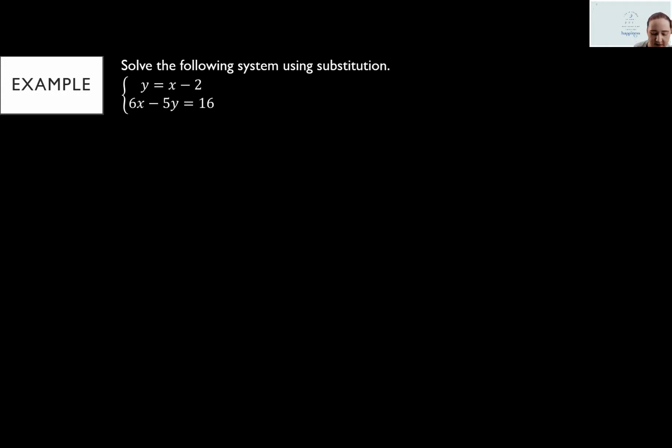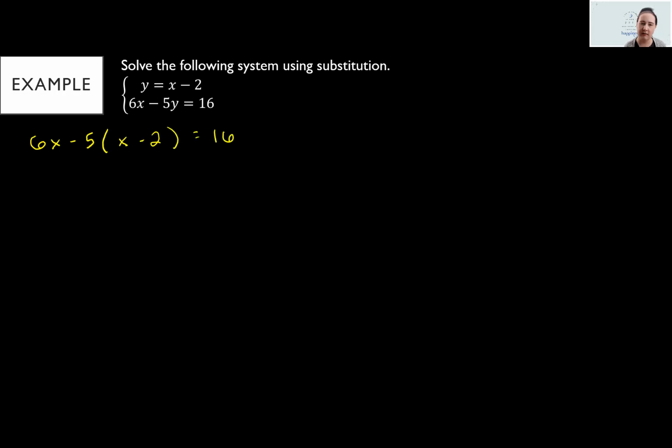So I say this is the second easiest because you do have to do some distributing. The other one, all we had to do is set it equal to. You have a little more steps here when you do this. So we have 6x minus 5, and then instead of y, it is x minus 2.